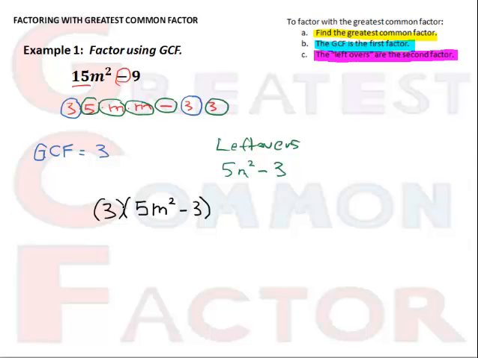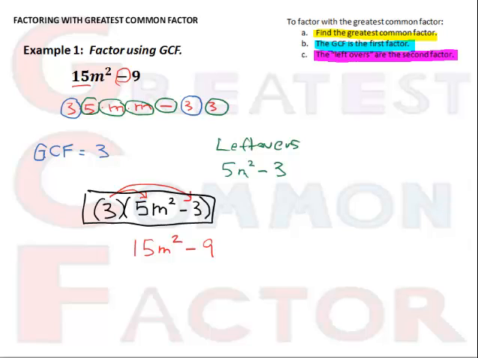I can check this by multiplying back together. Since this is just a monomial times a binomial, I'm just going to distribute that 3. So I'll go 3 times 5m squared is 15m squared. 3 times negative 3 would be minus 9. And that's where I started out. So my solution, or my factored polynomial, would be right here: 3 times 5m squared minus 3.